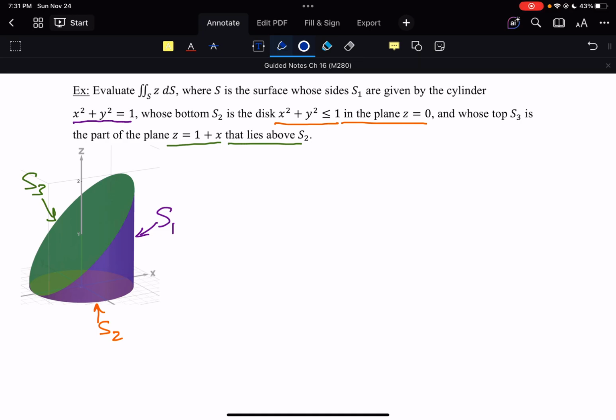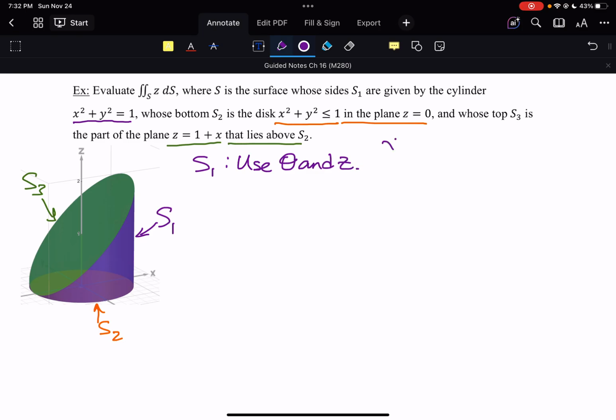If we want to evaluate the surface integral over this whole surface, we're going to need to evaluate it over the individual pieces separately and then add the results together at the end. We're going to start with S1. We are on a cylinder, right? This is a cylindrical equation, so we're going to use cylindrical coordinates. We know that the radius is 1, so r will be constant, but we have theta and z as our remaining variables. So we're going to use theta and z.